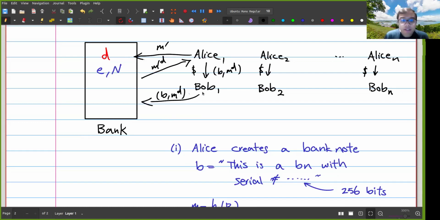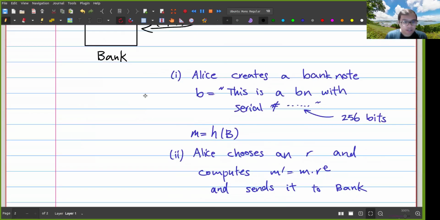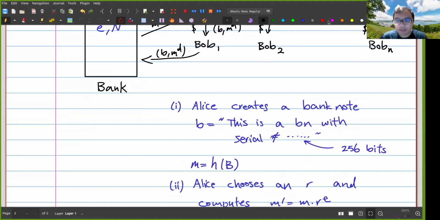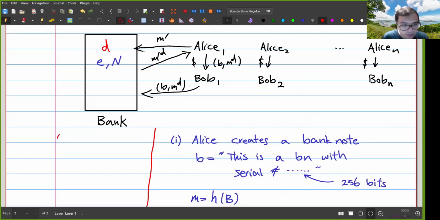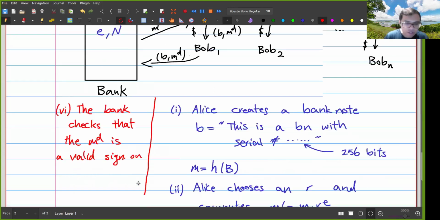Okay, so now the bank has to do some verifications. So let me actually write it here. I know this is not great, but I want you to see it here. So this is step 6. What should the bank check? The bank checks that the signature is valid. Okay. So that M to the power of D is a valid signature of the bank itself on B, on the hash of B.